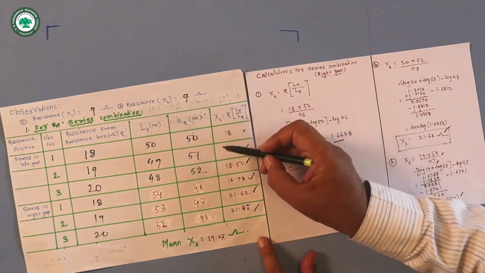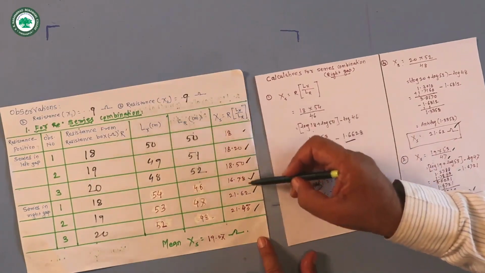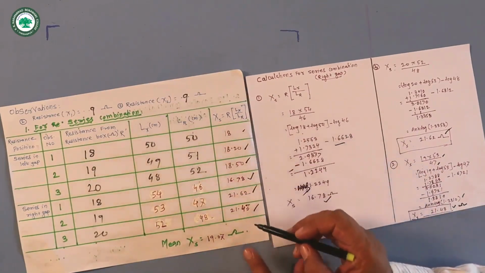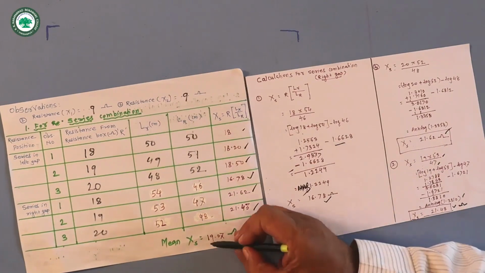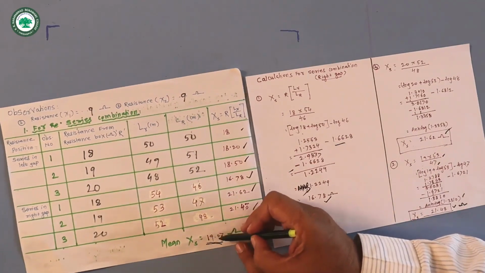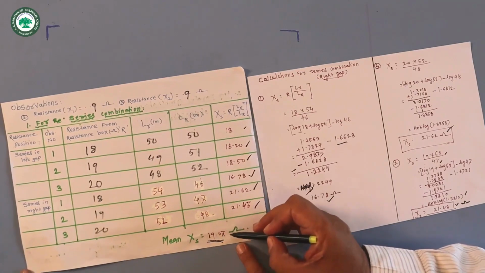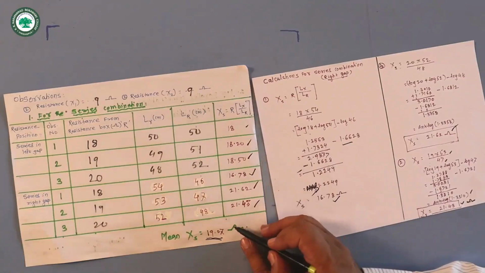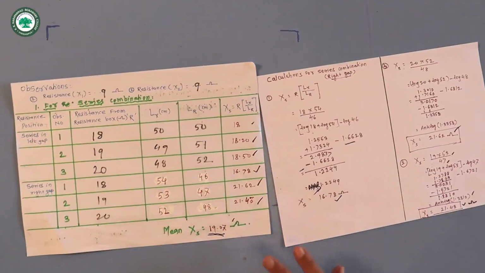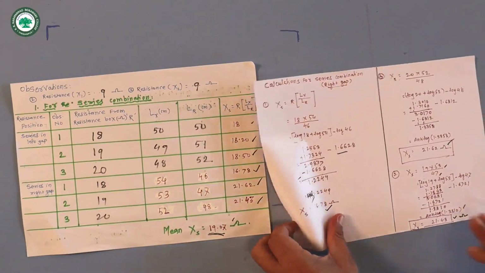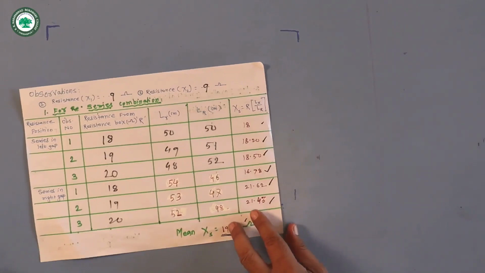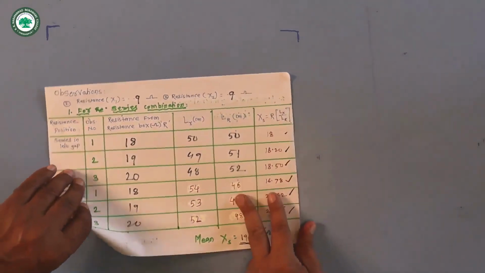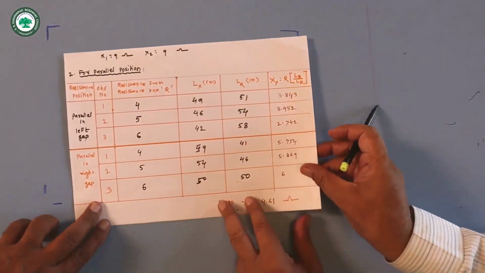Take the mean, means make addition of these 6 values divided by 6, get the mean value of X, that is 19.07 ohm. This is the equivalent resistance for series combination. Okay, now see the next observation table for parallel combination.